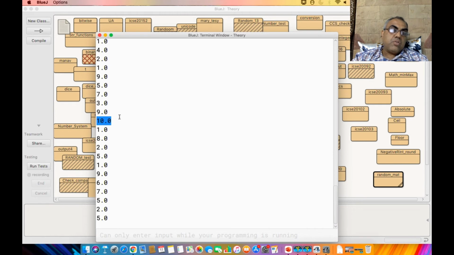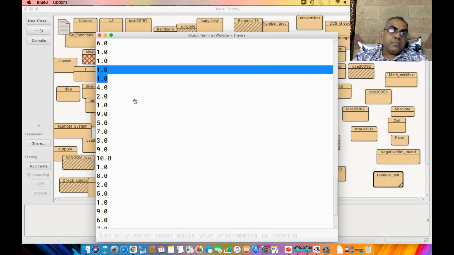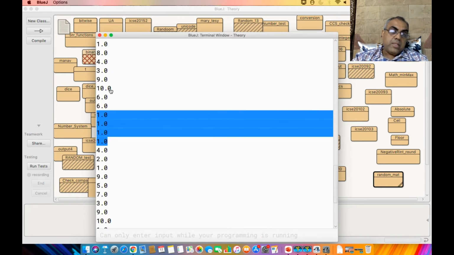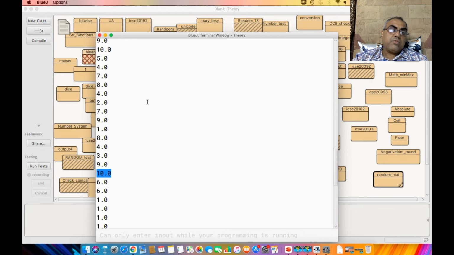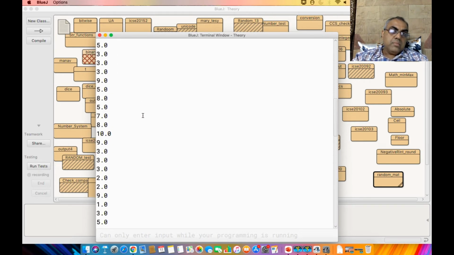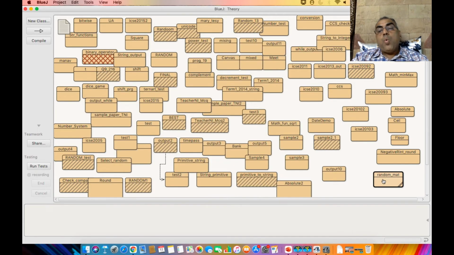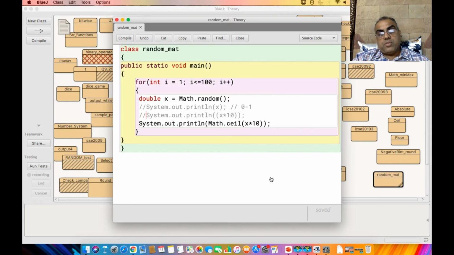You will never find a 0. 1 has come again. You can see, 1 has come 4 times. It's a random number anytime. Then 10 also has come. In between, of course, all digits are there. 10 has come again. You can see the numbers have been generated. So this is generating numbers from 1.0 to 10.0.